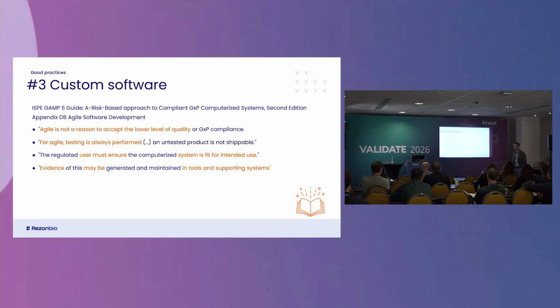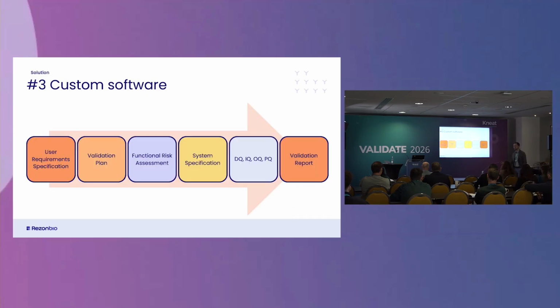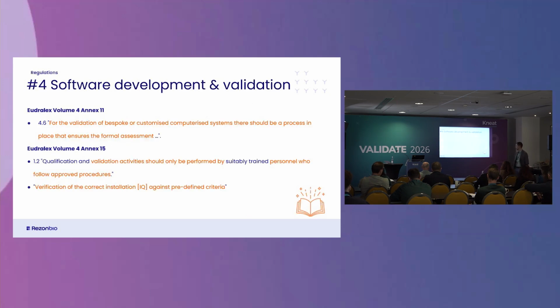So, what did we do? The same as always. Nothing new here. That's the same: user requirements, plan, functional risk assessment, specification, DQ, IQ, OQ, PQ, report. So where's the difference? The difference is in the approach to that.